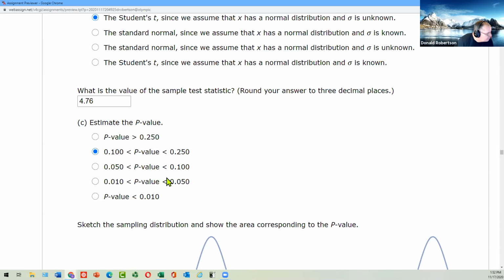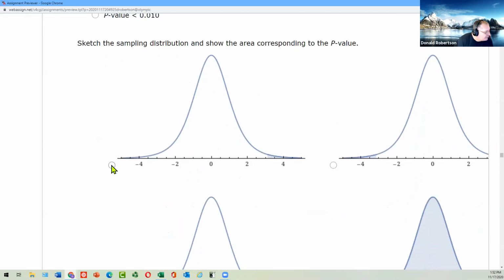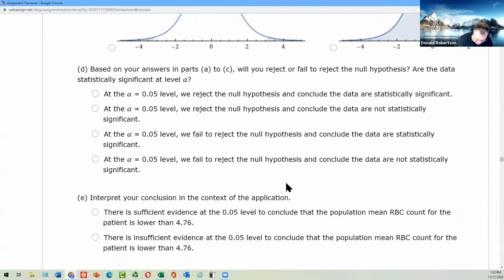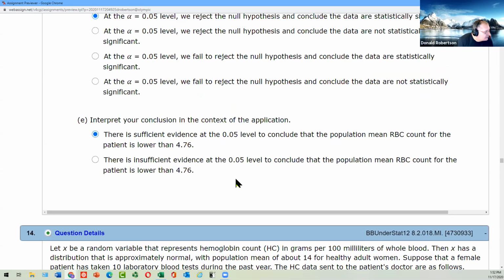Is that right? No. There we go. Got my digits mixed up. 0.0131 is between here and here. There's my picture. Is this statistically significant at the 0.05 level? Yes, it is. It's less than it, so it's statistically significant. And the usual two choices that mean statistically significant.